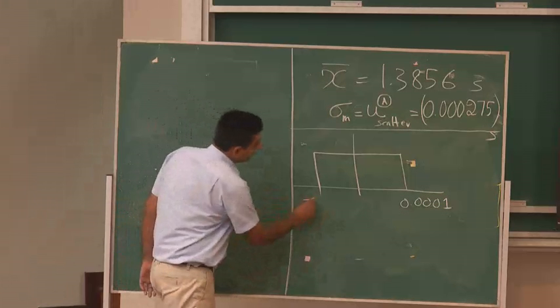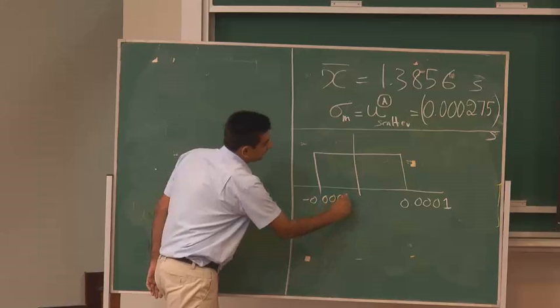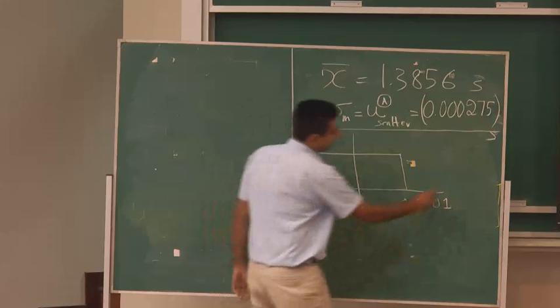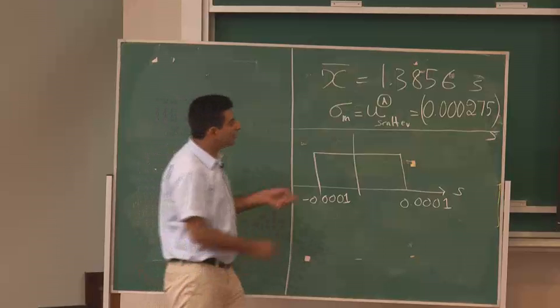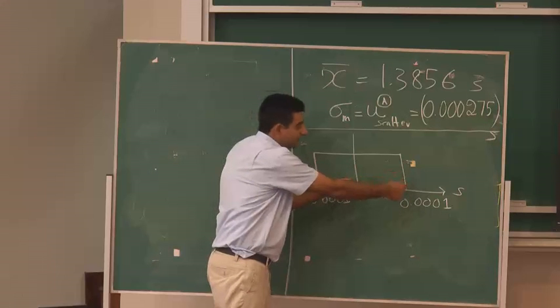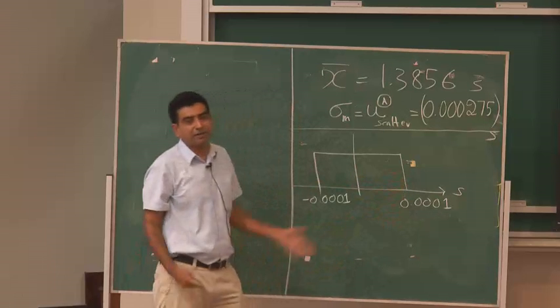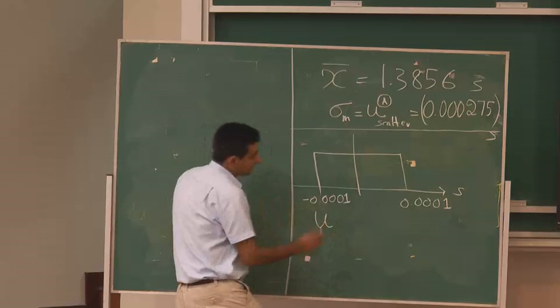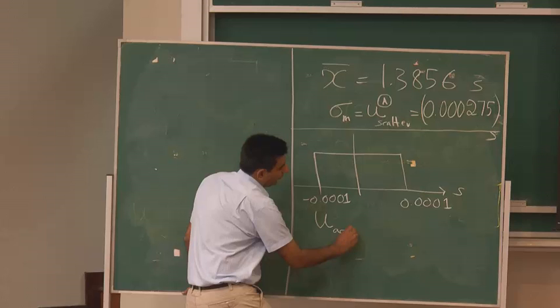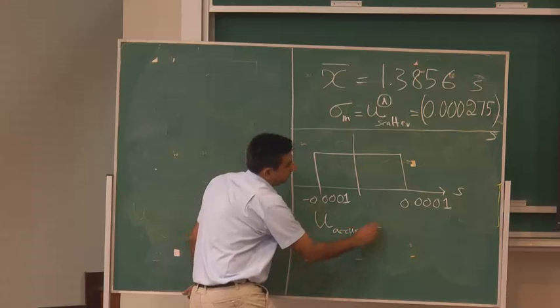Okay, this is minus 0.001. Again, this is second, and this is the probability distribution. So now I would like to take half of this interval, divide by under root 3 because it's a uniform probability distribution. I can find the uncertainty associated with the accuracy or rating of this instrument.